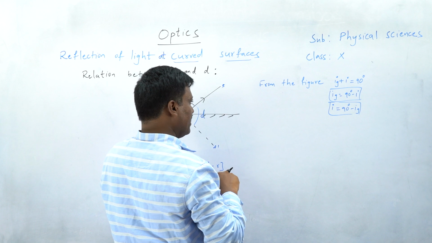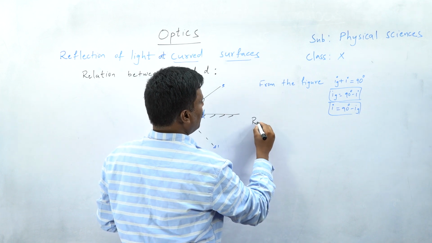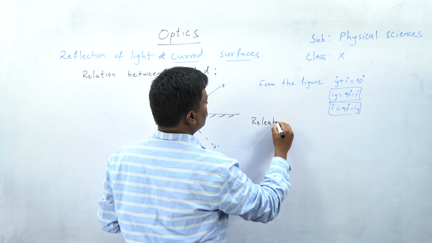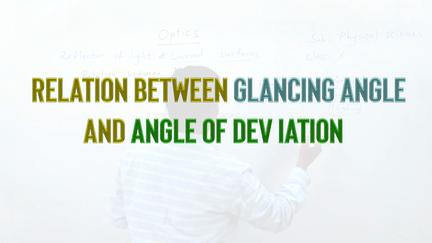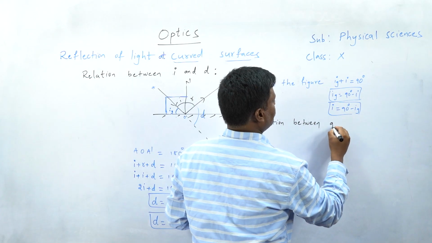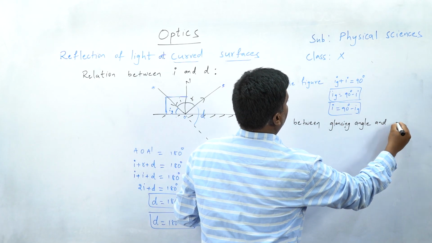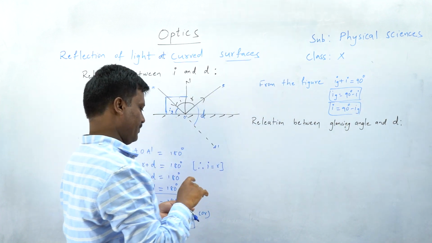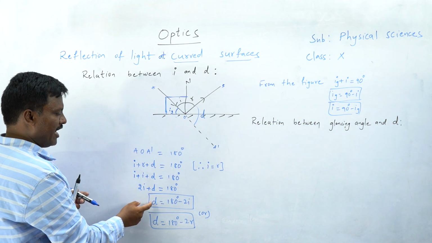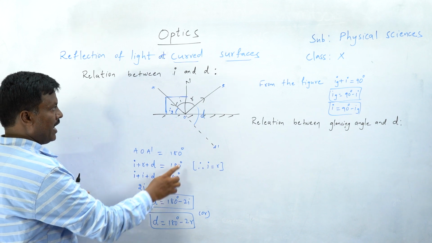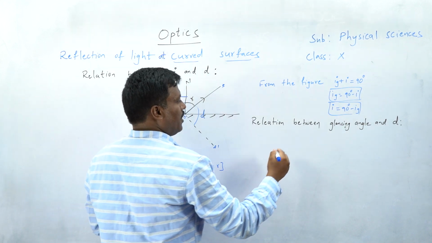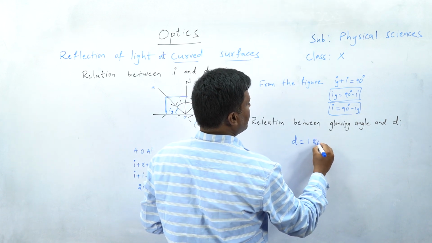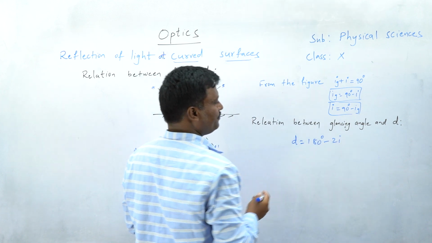Now, here I am going to tell you the relation between this glancing angle and angle of deviation. So already we have the relation between the glancing angle of incidence and angle of deviation. I take this formula here. D is equal to 180 degrees minus 2i.